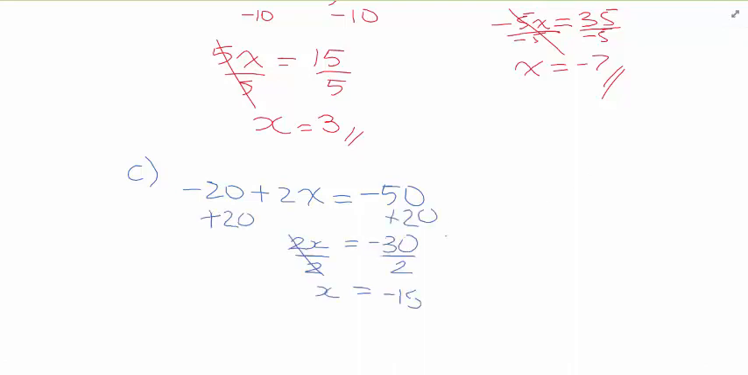All right, so very good. So again, it's negative 20 here. To get rid of a negative 20, you add 20. Add 20 on this side to get negative 30. Divide by 2 and you get negative 15. Okay, so very good. Let's try another one.